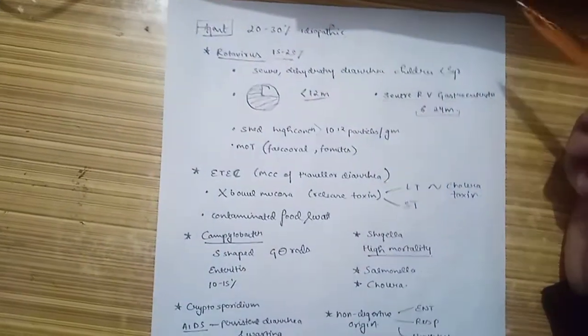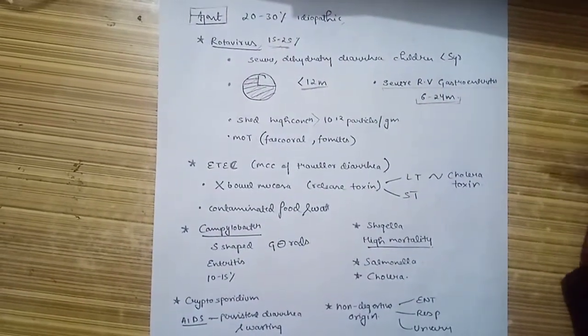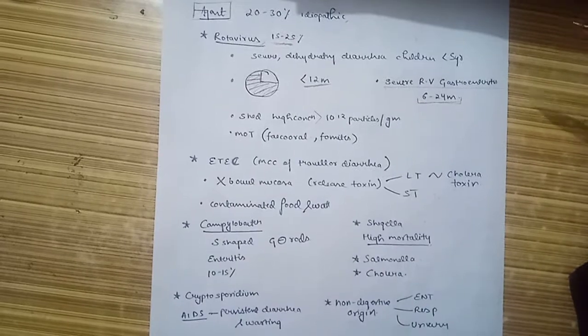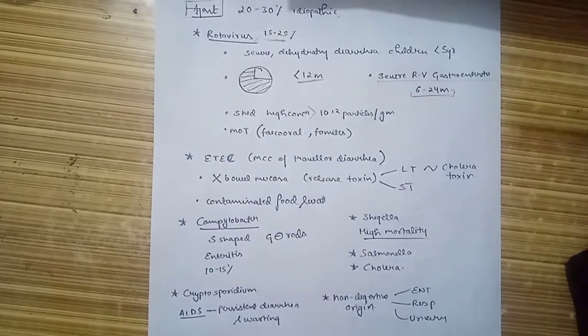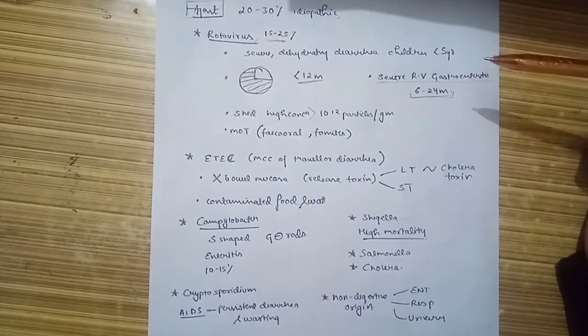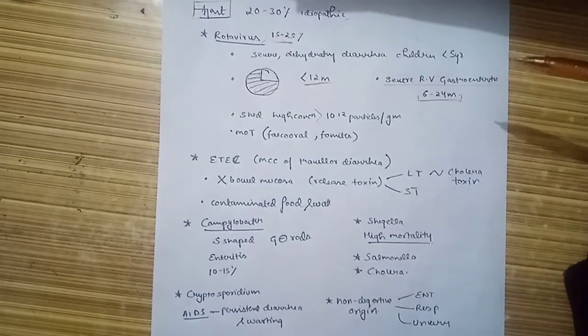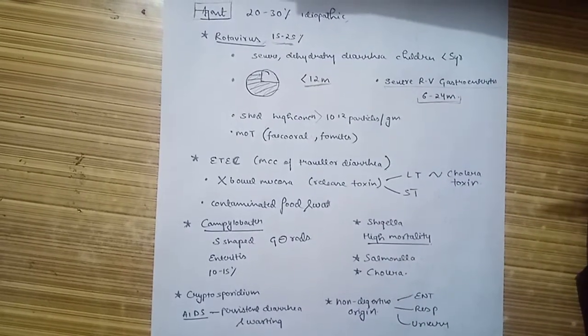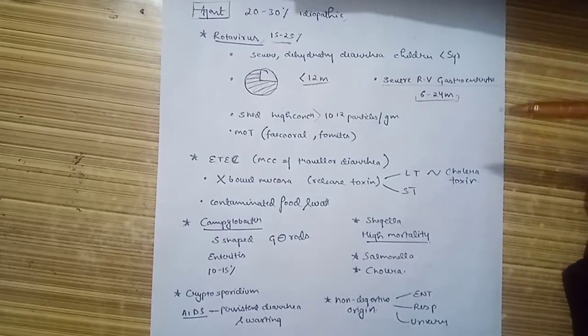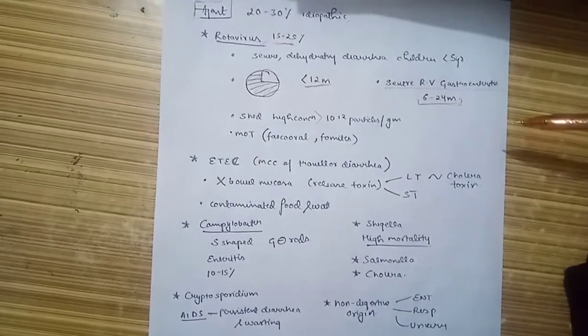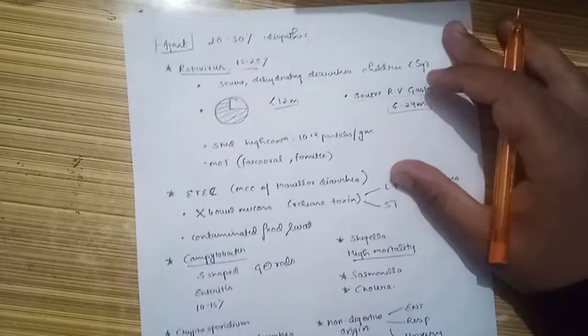Hello everyone. So today we are going to discuss acute diarrheal diseases. Now diarrhea is defined as a condition where there is a sudden change in the consistency and the character of the stool mainly, but another way of defining it is that there is increased frequency of stool output, more than 3 times a day.